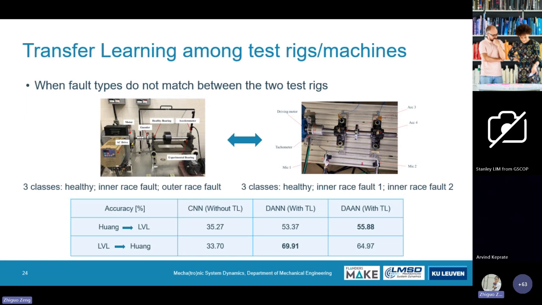While in the case that we have different fault types, in this case we have a healthy, an inner race and an outer race, and in the second domain we have a healthy, an inner race fault and a second inner race fault. So we have different types of faults. In this case, the results were quite lower. This is quite important because it will not always be the case that the 2 domains have exactly the same classes.